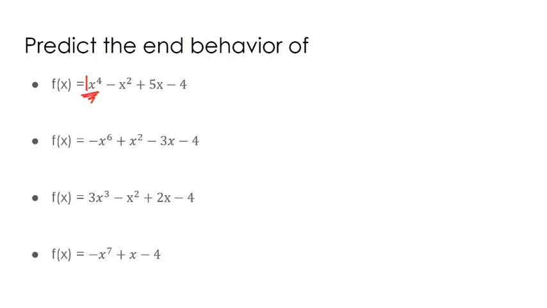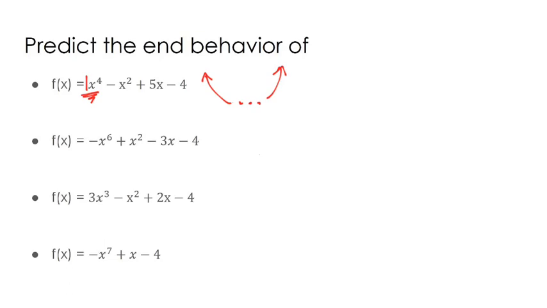So that means our function is going to have matching end behavior. It might go like this, or it might go like this. Okay? Since that leading coefficient's positive, our function is going to be increasing as we go to the left and increasing as we go to the right. Now, all sorts of stuff could happen in the middle, but that's what our end behavior would look like.